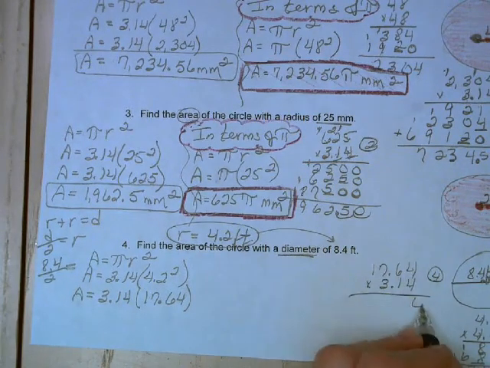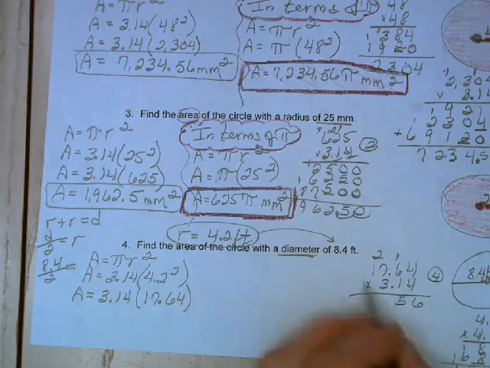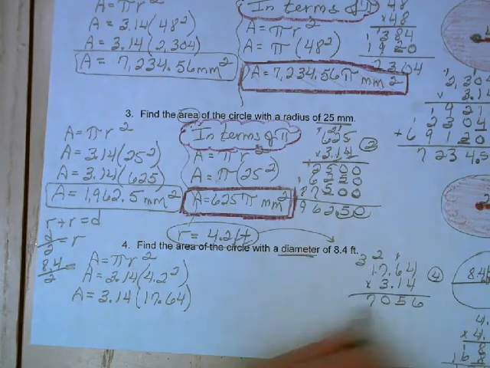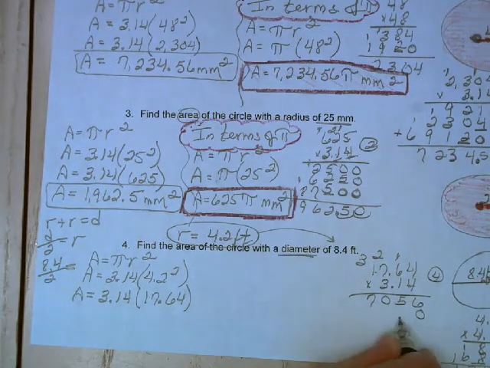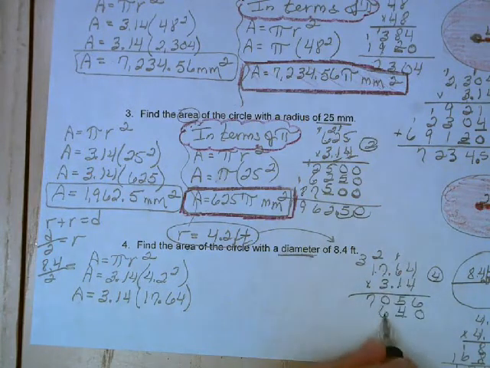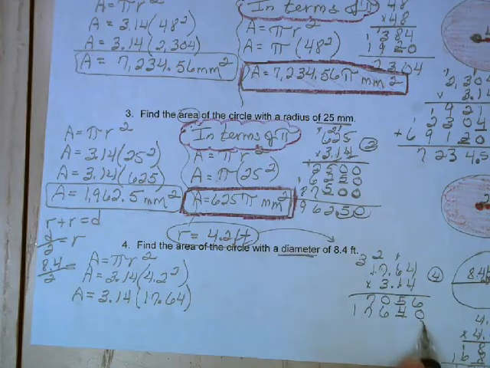4 times 4 is 16. 24 plus 1 is 25. 7 times 4 is 28 plus 2 is 30. 4 plus 3 is 7. Placeholder over 1. This is the easiest multiplication for the problem. It's 1 times everything. 1 times 4 is 4. 1 times 6 is 6. 1 times 7 is 7. 1 times 1 is 1.